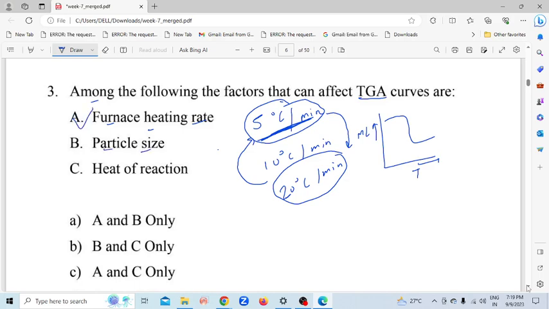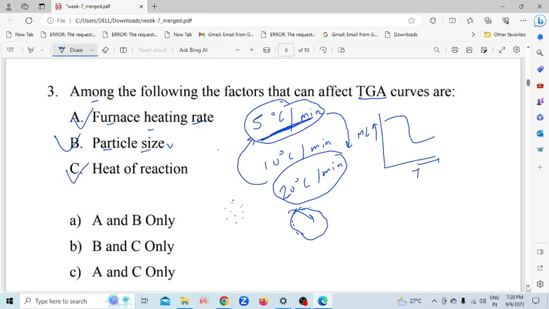Second is particle size. This is another case. If particles are very small, then they will decompose separately and easily. But if it is a chunk, then the condition will be different, because first only the superficial particles present on the surface will be decomposed, and then the heat will move inside. So the case is different for powder sample and chunk sample. Obviously, particle size will also affect the TGA curve.